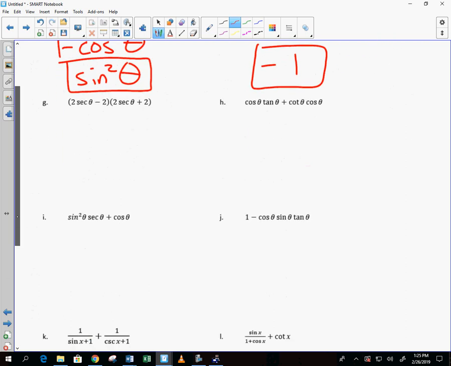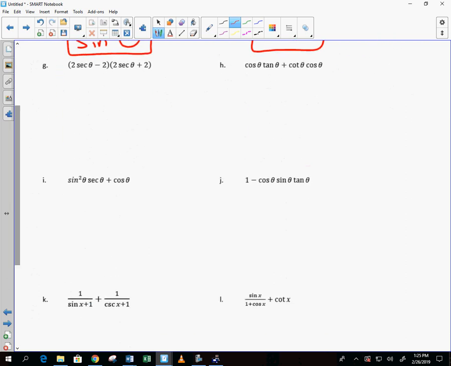What about letter G? So I get 4 secant squared of theta. What's going to happen in the middles? Because they're conjugates. And then we can take out a 4. Factor out a 4. Thank you, Samantha.